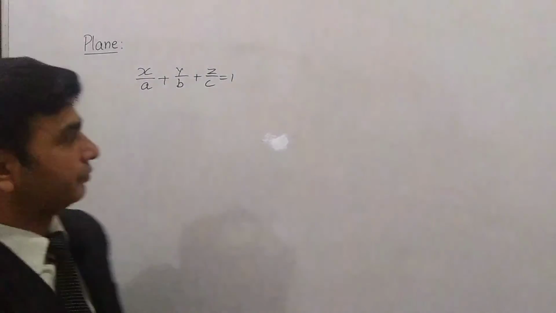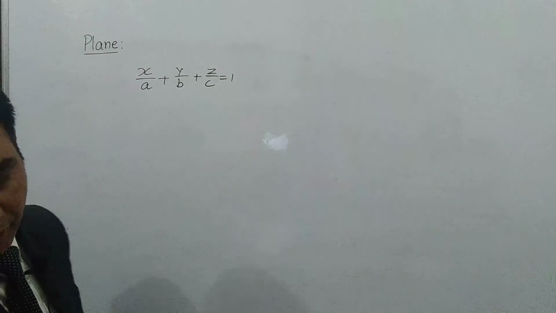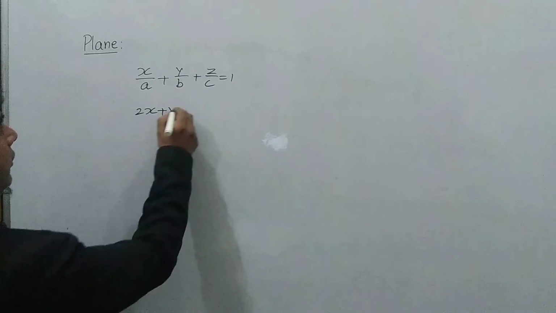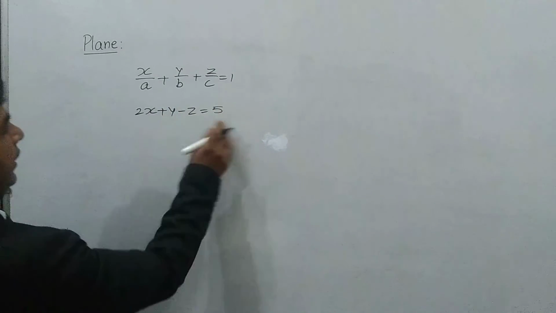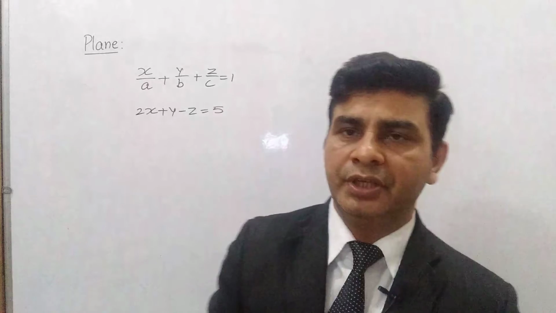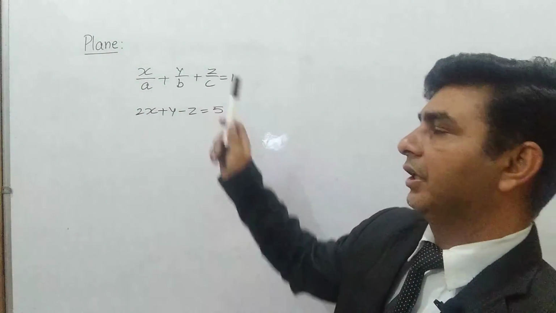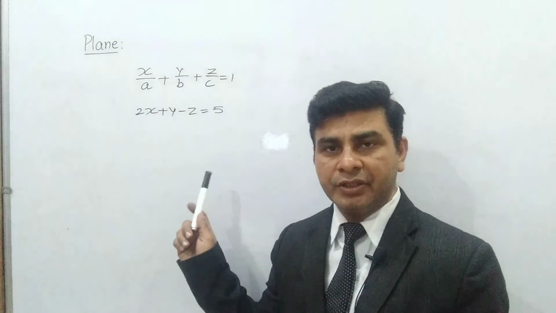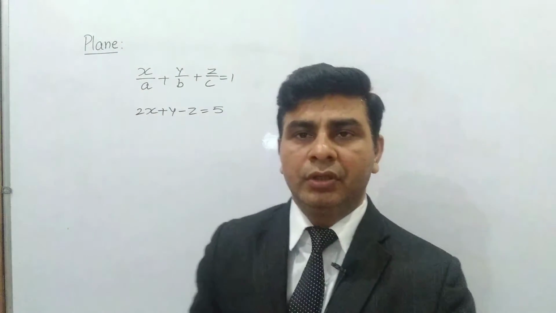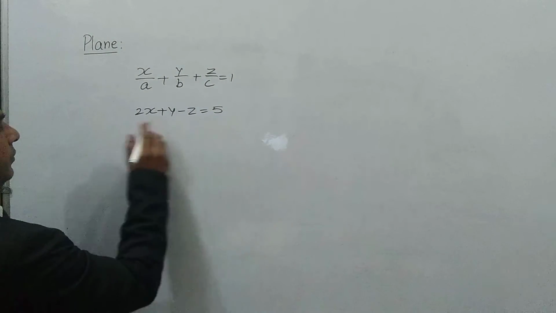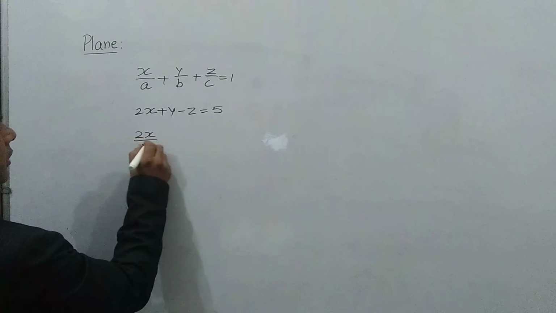The equation of plane we have here is 2x plus y minus z is equal to 5. This is the equation of plane given to us, and we want to convert this equation of plane into intercept form. Means we want to write this equation in this form. For that it's necessary that the right hand side should be 1. First of all, make the right hand side equal to 1 by dividing by 5. So this is given like this.